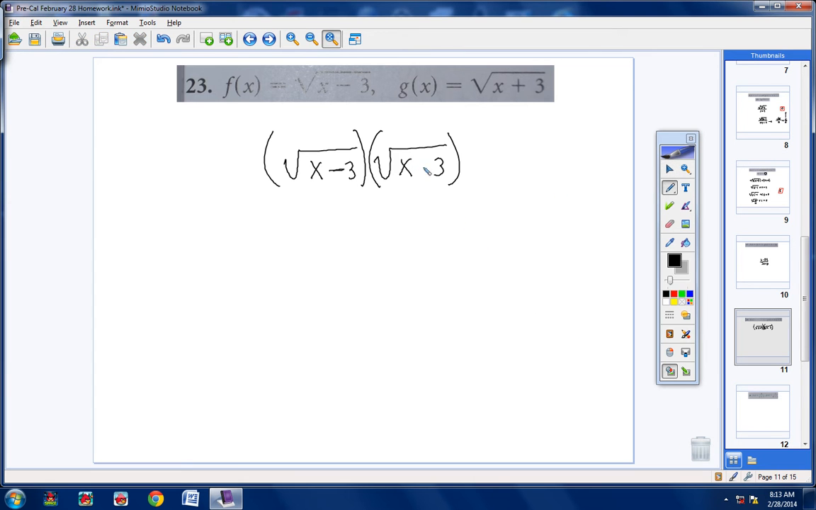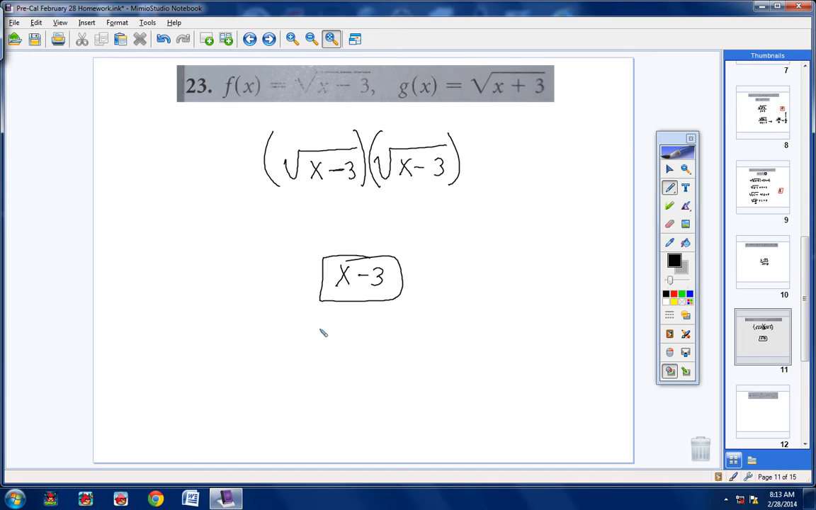So if they want us to take f times f, there it is. Here's your f function times your f function. And like I just showed you, anytime you take a square root times a square root, you get the inside. So the square root of x minus 3 times the square root of x minus 3 is just x minus 3. Okay? That's f times f.